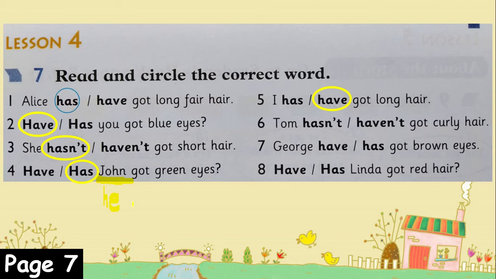Okay, so next one. Number 6 is Tom haven't got curly hair. What's the answer? There's only one Tom there, one person. So you're going to answer hasn't. Tom hasn't got curly hair. Number 7. George, only one person. So you're going to use the word has. George has got brown eyes. Next, number 8, we have here has Linda got red hair. Linda there, only one person, indicates she. So you're going to use has. Has Linda got red hair? So that's your answer for your lesson 4, page 7, activity 7.